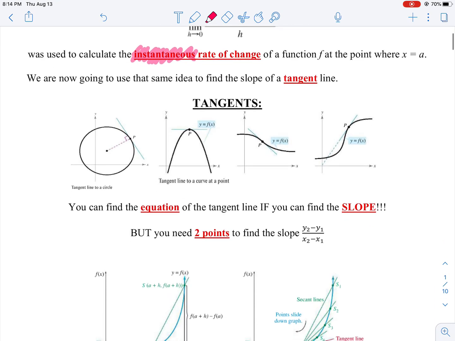Well, a tangent line is a line that only touches our function once at one point. 1 point here, 1 point here, 1 point here. And so if we want to find the slope of that tangent line, we need to find the slope if it only touches once. Well, normally when we find the slope, it has to be 2 points, right? It has to touch twice, a secant line. We can do our y2 minus y1 over x2 minus x1. But if we don't have 2 points and we only have 1 point, how can we still find the slope?